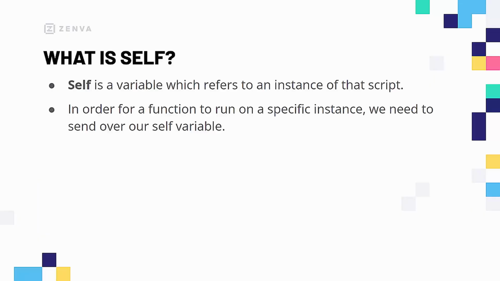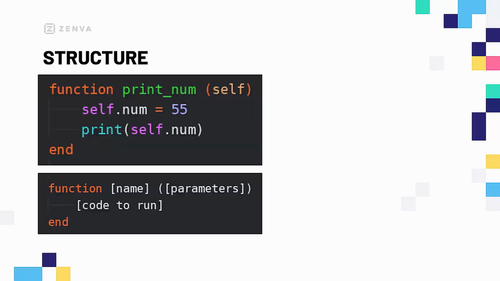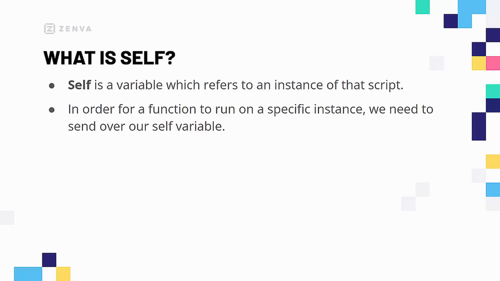Now, what is self? Okay, this self keyword we have seen pop up many times, okay, when we are defining variables, such as here self.num, and inside of our functions, we are sending over this self parameter. So what is self? Well, self is basically a variable which refers to an instance of that script component, okay? So let's just say we have a number of different enemies in our game, and they all have the same enemy script. Now, if, for example, we wanted to have each enemy have a different speed, okay, we want these enemies to move around all at different speeds.